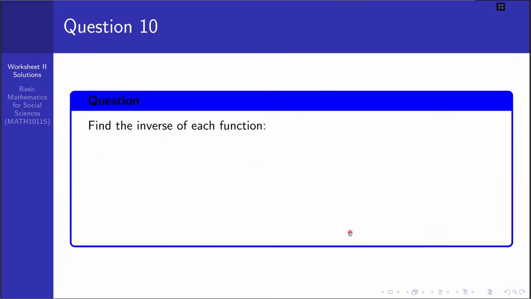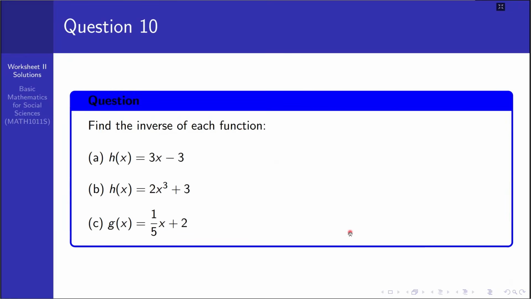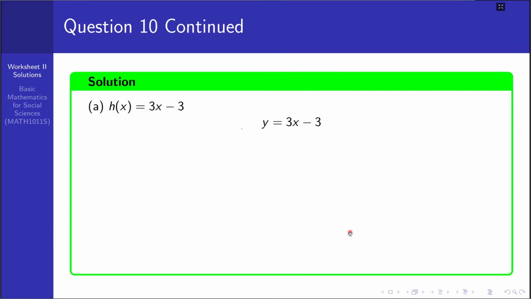Question number 10. Find the inverse of each of the following functions. We are given about 3 functions, and we are asked just to find the formula for the inverse of the given function. Let us start from the first one, that is h of x equals x minus 3 is given.